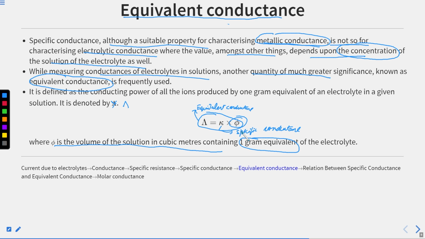So remember these terminologies one by one. I am introducing them all. These are important. This will come in handy when you study Kohlrausch's law and all. They will be needed there. And also in Ostwald's dilution law and all of those laws, you will require this equivalent conductance each and every time.